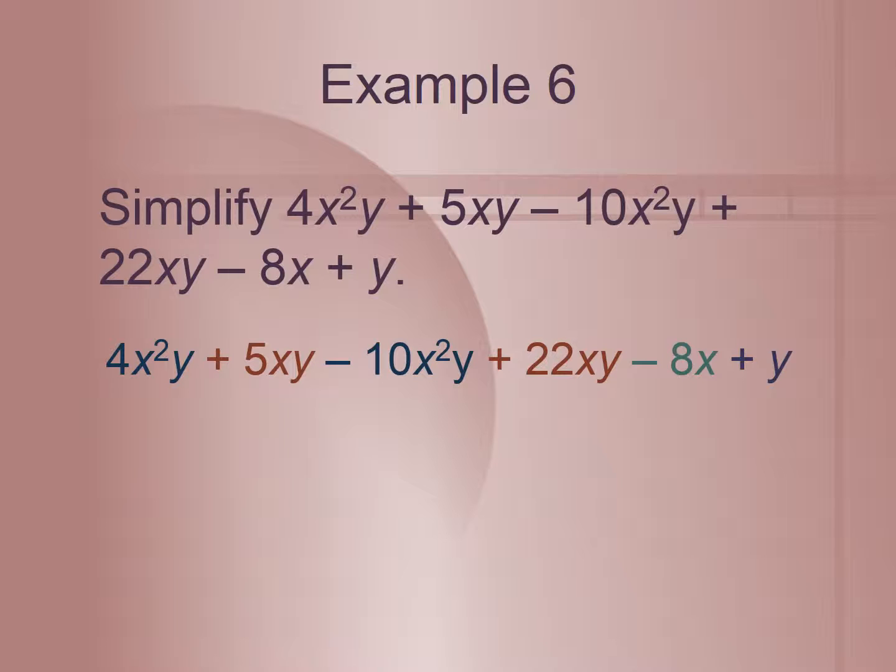So 4x squared y minus 10x squared y gives me negative 6x squared y. 5 plus 22 gives me 27. Since I can't combine anything with the negative 8x, that becomes part of my answer. And since I can't combine anything with y, that also becomes part of my answer.